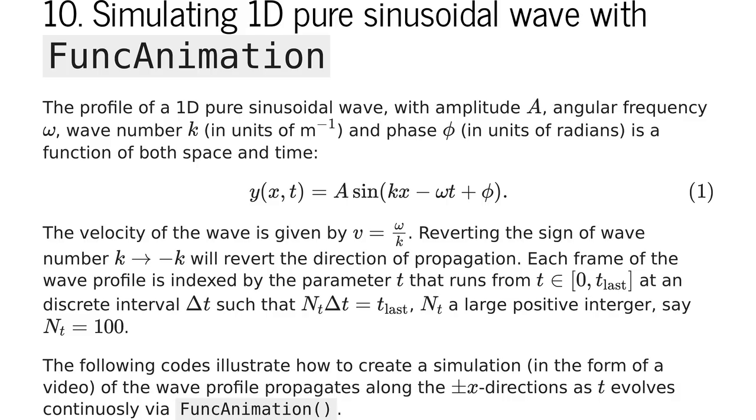An interesting property is that if you reverse the sign of the wave number k, the wave will propagate in the opposite direction. For our animation, each frame will display the wave's profile, y, as a function of x, at a specific instant of time, t. The time t will evolve from an initial value of 0 to a final time, t sub last, in discrete steps. The following code will illustrate how to use FuncAnimation to create a simulation, in the form of a video, showing this wave profile propagating along the x direction as time progresses.